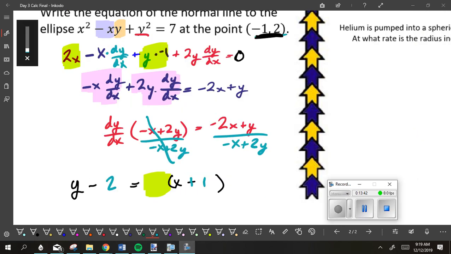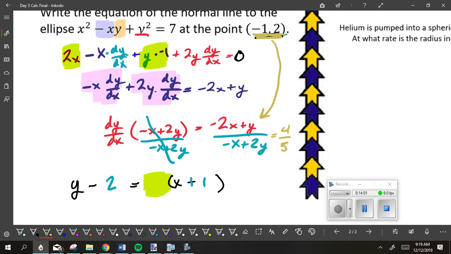I plug in negative 1, 2. I take this point, I plug it in. When you plug it into that right there, what do you end up with? You get 4/5. Somebody back me up on that? You get 4/5. If that was 4/5, what number am I plugging in for slope if I'm writing the equation of the tangent line?